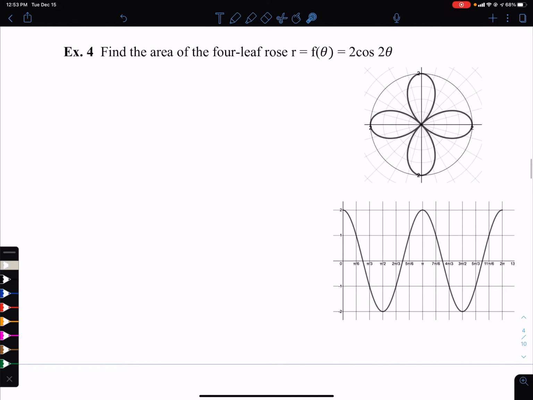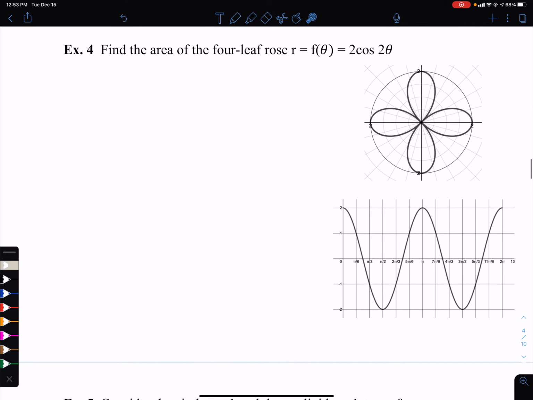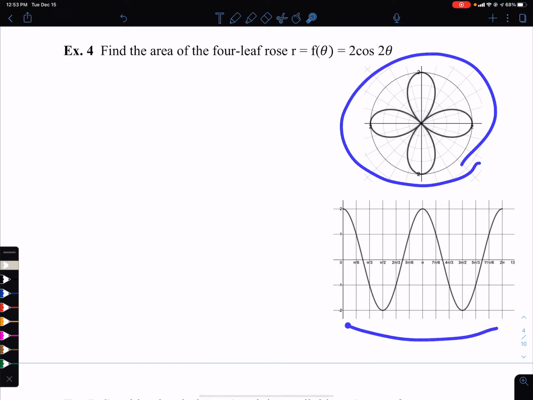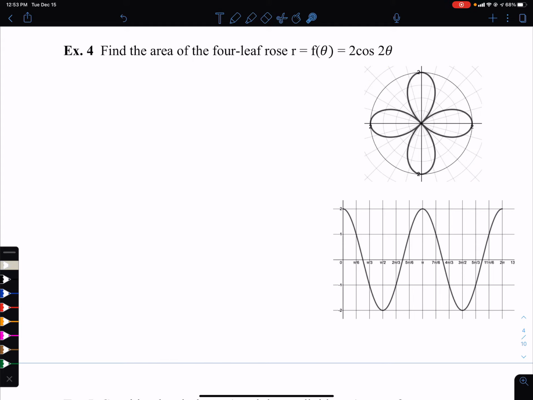Example 4. Find the area of the 4-leaf rose r equals f of theta, which is 2 cosine 2 theta. Now here's where we need to make some connections. So I have graphed the function both in a polar graph and in Cartesian coordinates. So what point does that represent? That's an angle of 0 and an r of 2. Angle of 0, r of 2. So that will be that point.